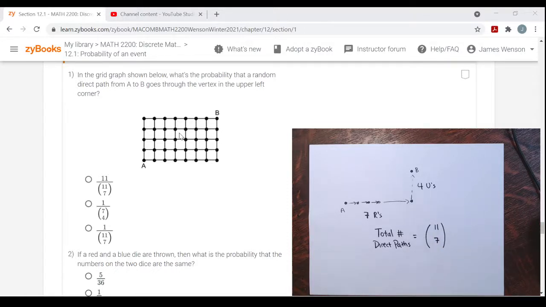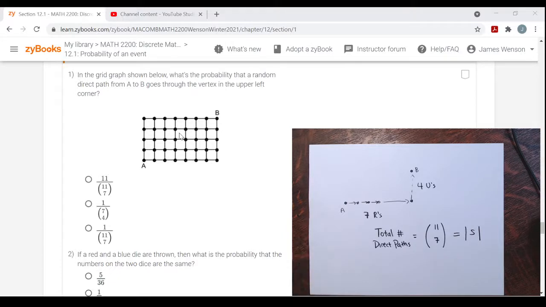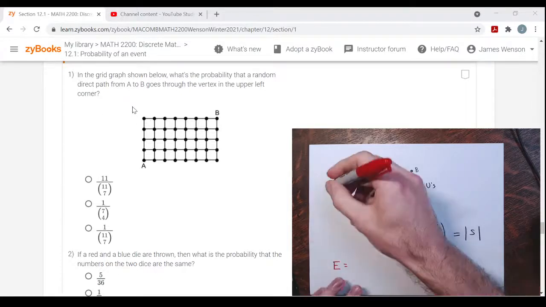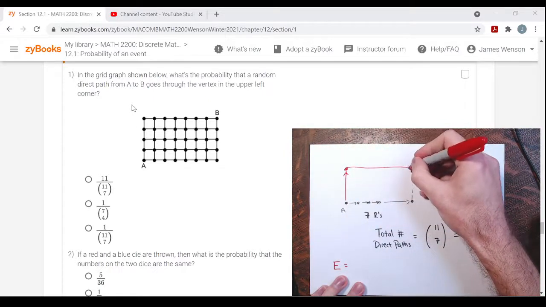Now, this is the size of the sample space, the cardinality of S. Now the event, I'll call it E again. The event they're talking about here, they're asking, what is the probability that a random direct path from A to B goes through the vertex in the upper left corner? The very upper left corner vertex. So going up to here and then going to the right.